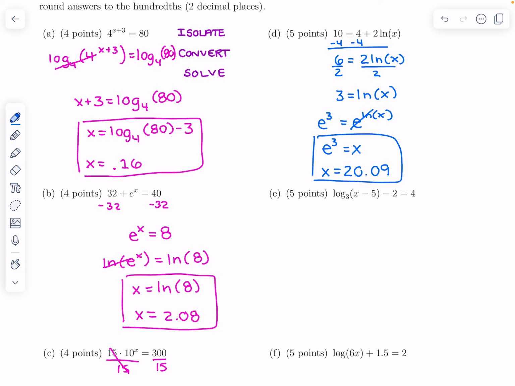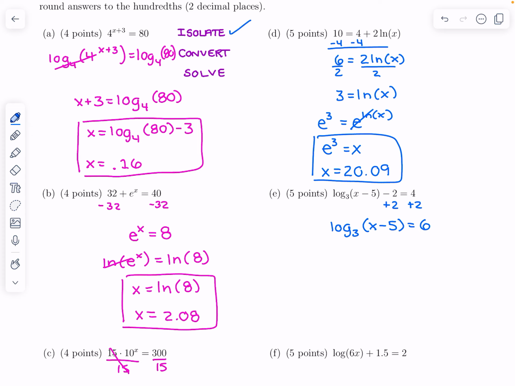I want to isolate that logarithmic term. I have log base 3 of x minus 5, and I have a minus 2 outside the log term. So I'm going to move that 2 over by adding 2. That way on the left, I have log base 3 by itself. Log base 3 of x minus 5 equals 4 plus 2 is 6. Now I have the log on one side by itself. And so I'm going to be done isolating and move on to converting.